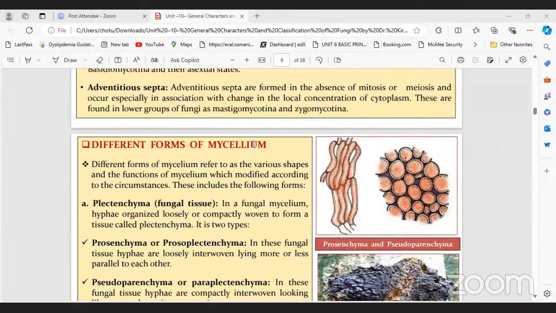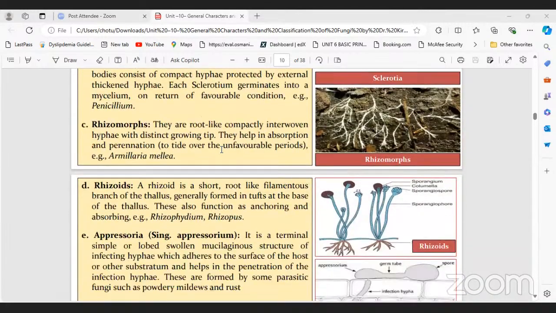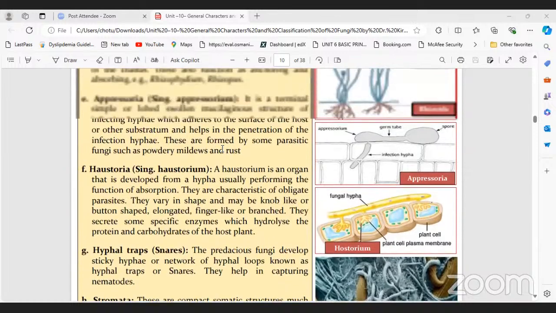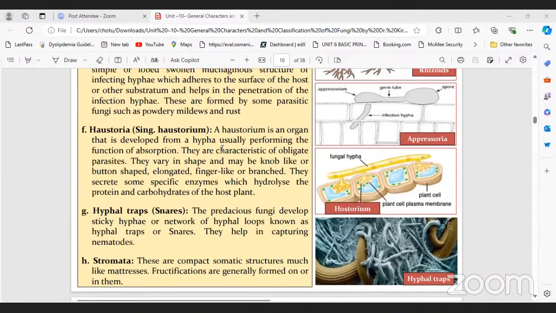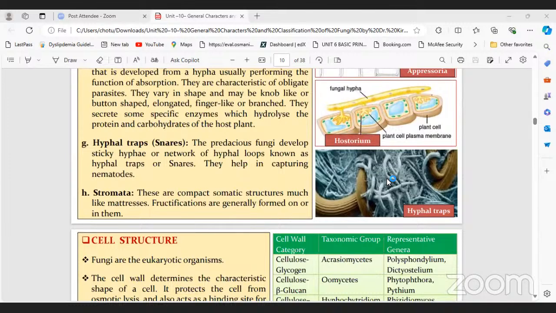These are different from mycelium, which is the plant body of the fungi. Yes or no? In that mycelium, how to form the hyphae, how to form the septae, I'll explain. In that one, how it develops in parasitism, I'll explain. These are steps. Next one, hyphal traps.